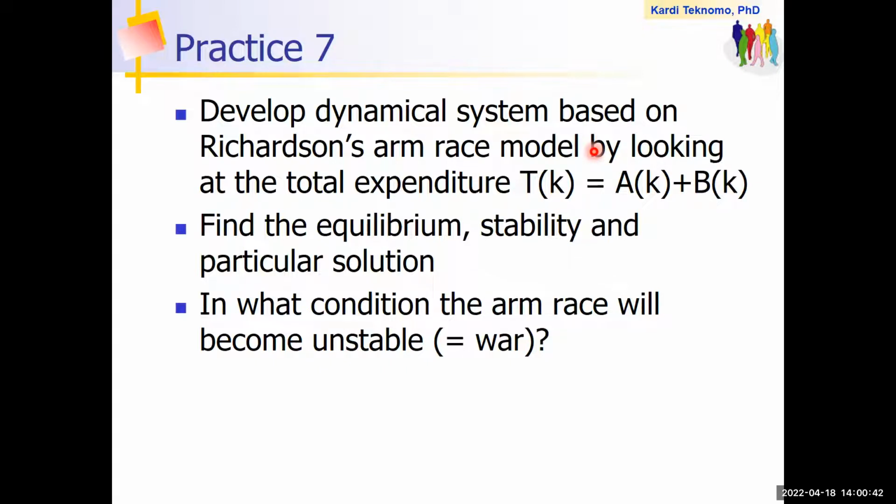Now, in this practice, we try to simplify the Richardson model, okay, by saying only, instead of two, we simplify into one. So we just take the total expenditure of A and B, so that you will get only one equation instead of two equations, okay? So again, we calculate the equilibrium, stability, and the solution, and what condition the arms race will become unstable.